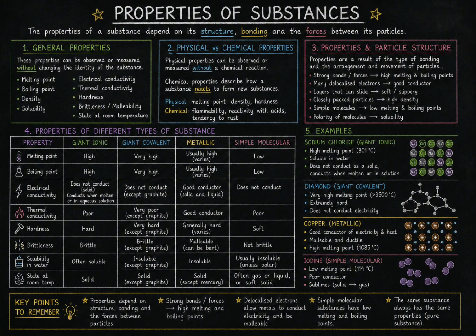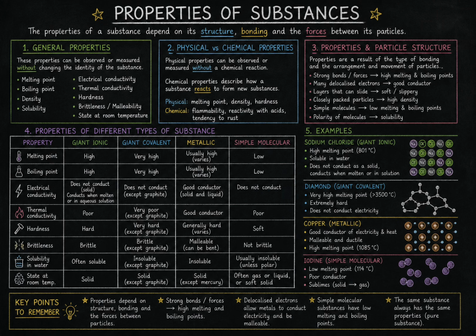Giant covalent: very high melting and boiling points. Usually do not conduct electricity except graphite and graphene. Very hard, except graphite because its layers can slide, generally insoluble in water.